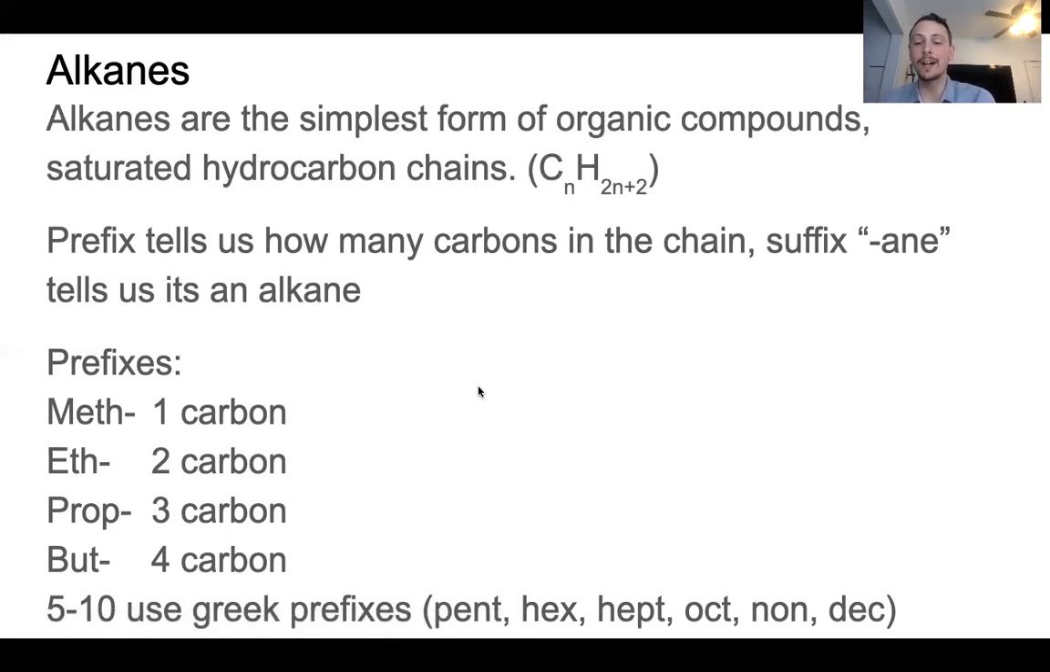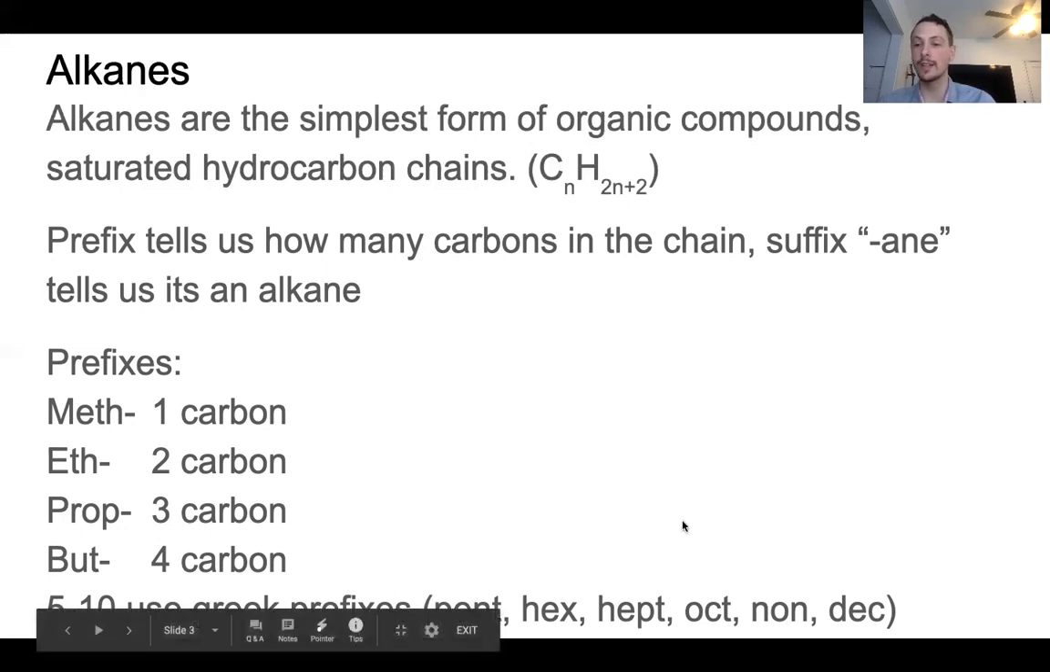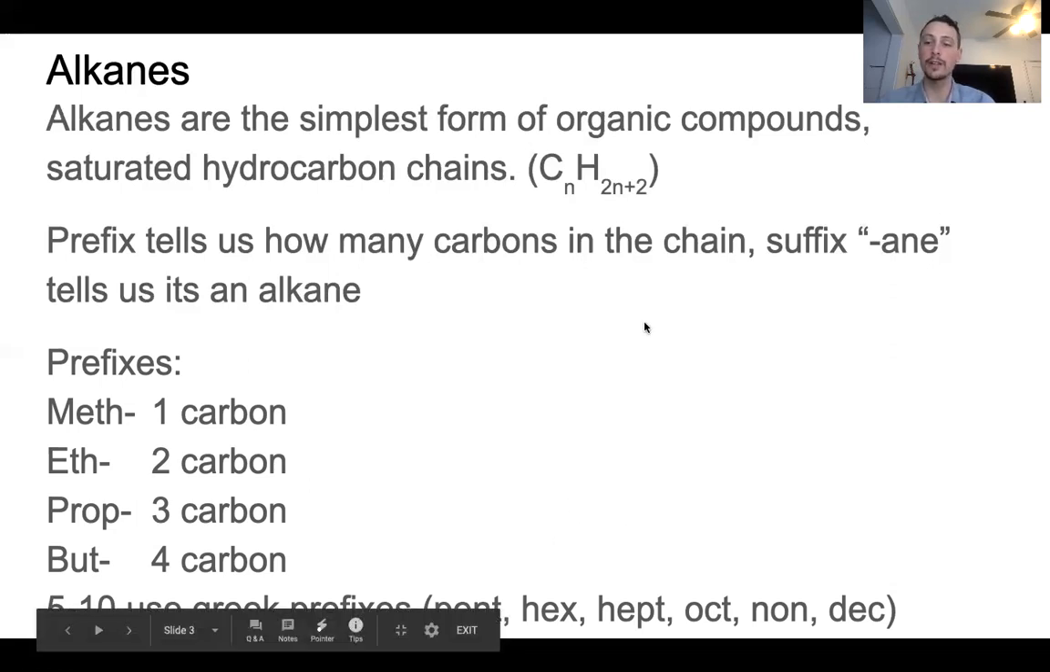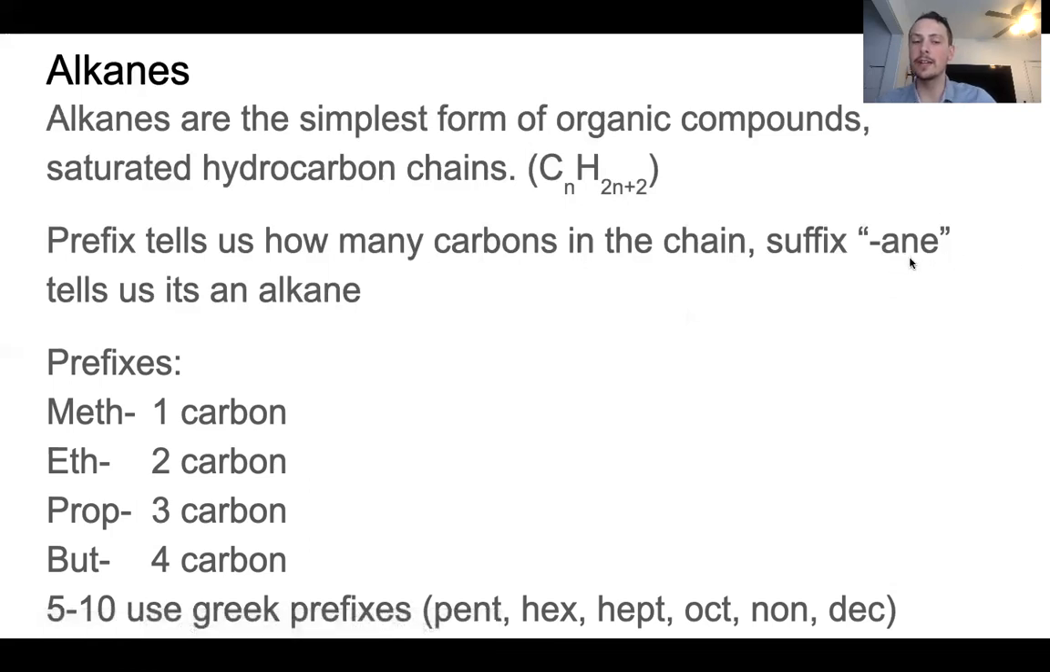And then once you get to 5, then it just goes back to our Greek prefixes that we've used before, right? Pent means 5, hex means 6. So we have pentane, hexane, heptane, octane, nonane, and decane, going from 5 to 10 here. So again, the prefix, the beginning part, tells us how many carbons are in that chain, and then the ane at the end tells us that it's only single bonds between those carbons.